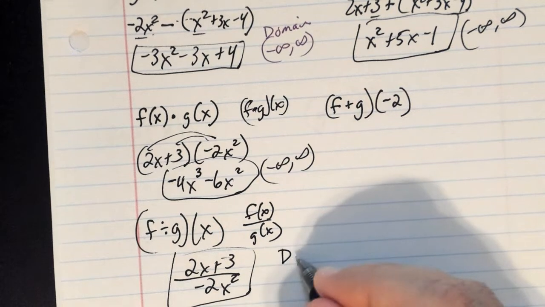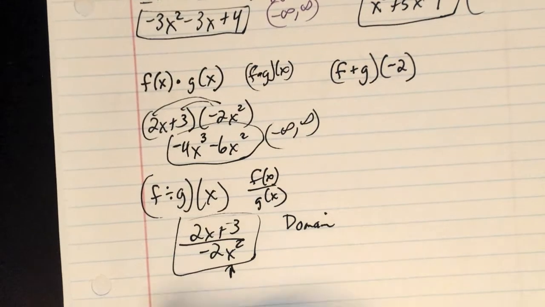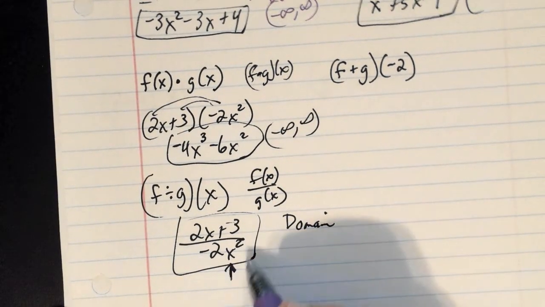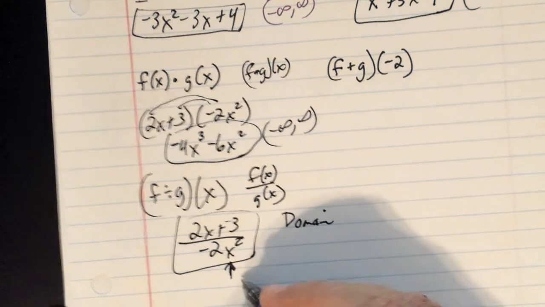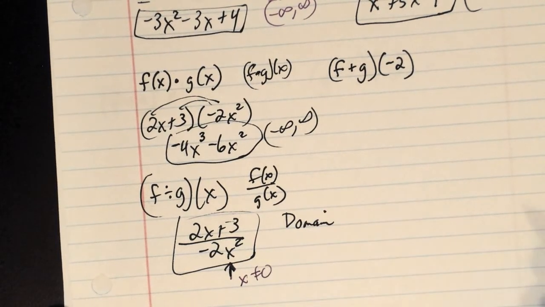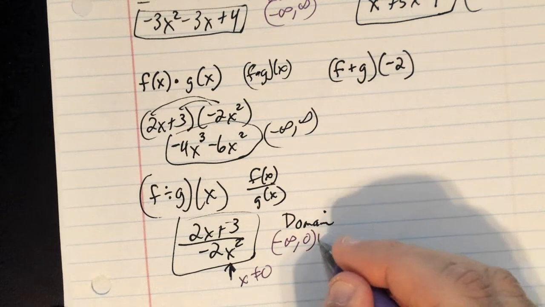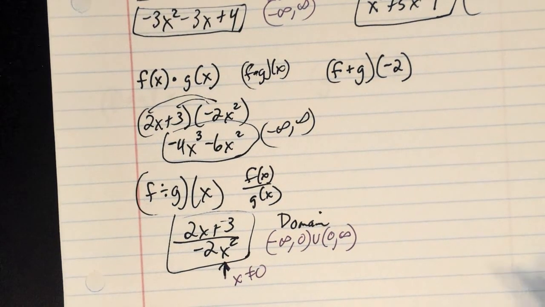So what would my domain be? Well, here we have x on the bottom, so we have to worry about domain right here. When I have x on the bottom, we're only looking for things that would make it 0 on the bottom. Well, x is not allowed to be 0. So my domain is going to be everything except 0. So we would write it as negative infinity to 0, union 0 to infinity. That would be my domain.